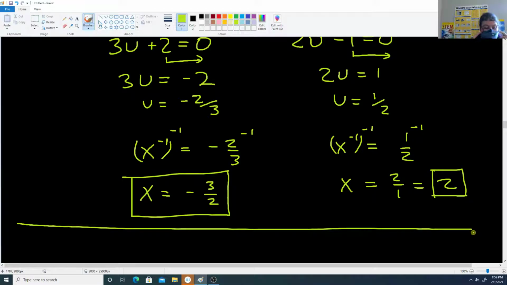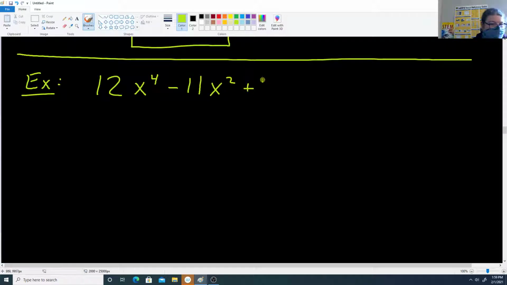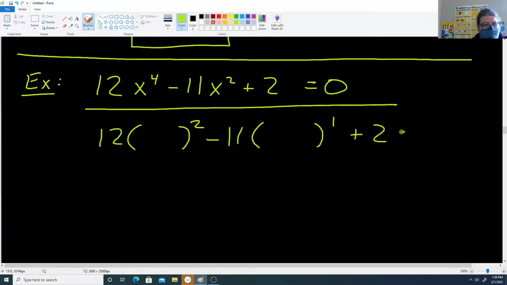Okay, so we've got one last example, and then we'll be done with the section here. So this final one, we want to do, let's see, it's 12x to the 4th minus 11x squared plus 2 equals 0. So I need to make this look like 12 times something squared minus 11 times something to the first power plus 2 is 0.